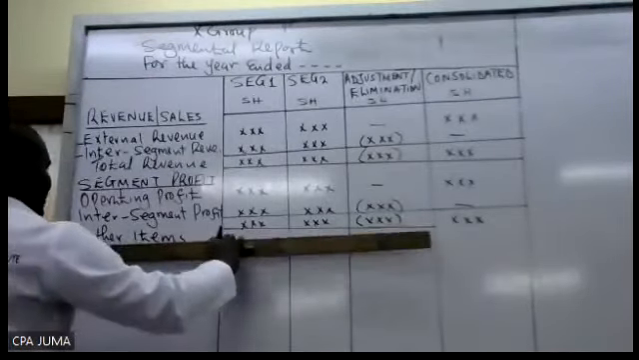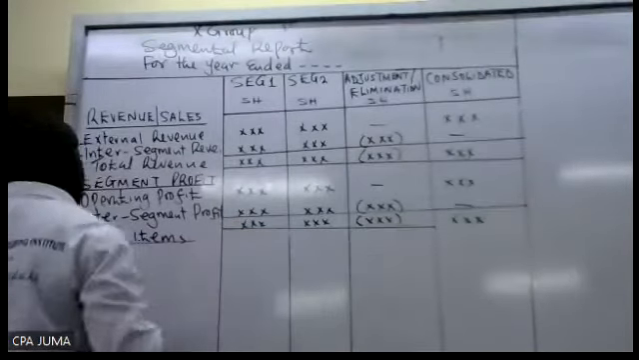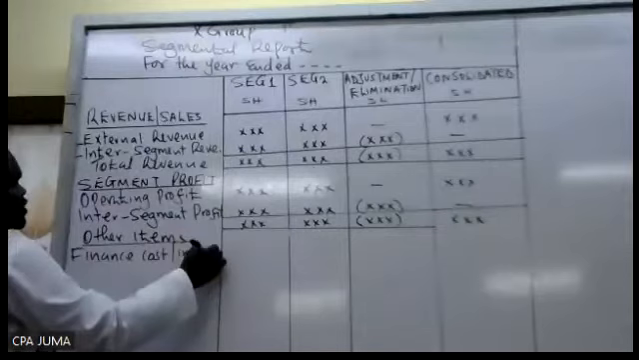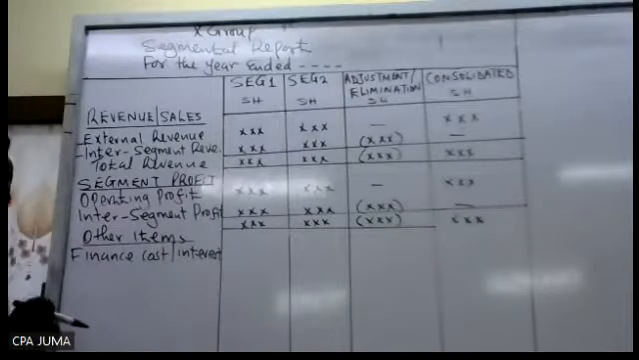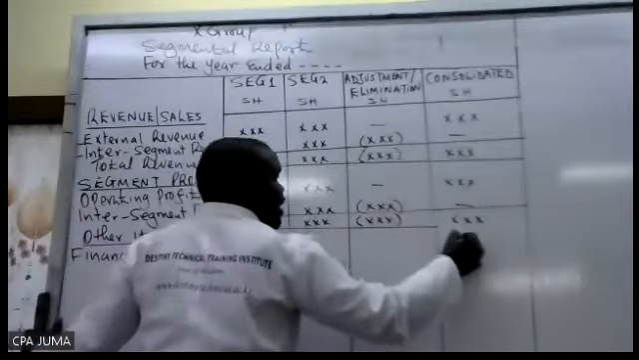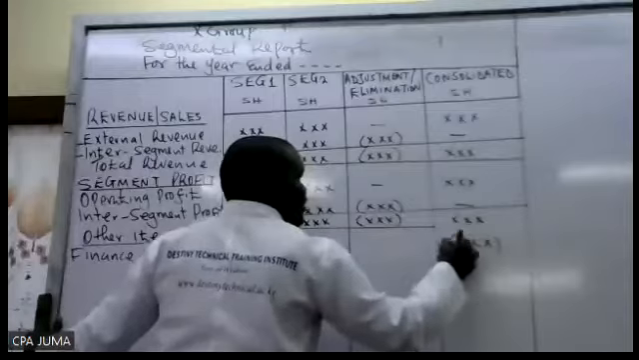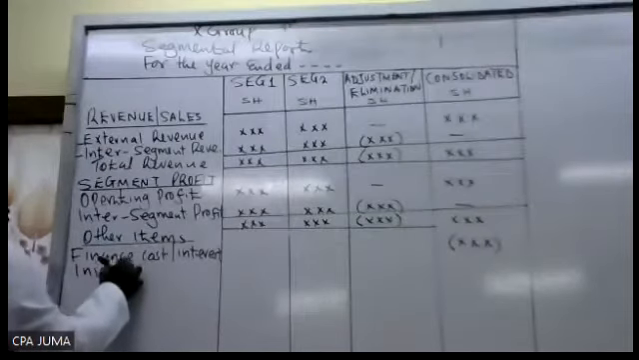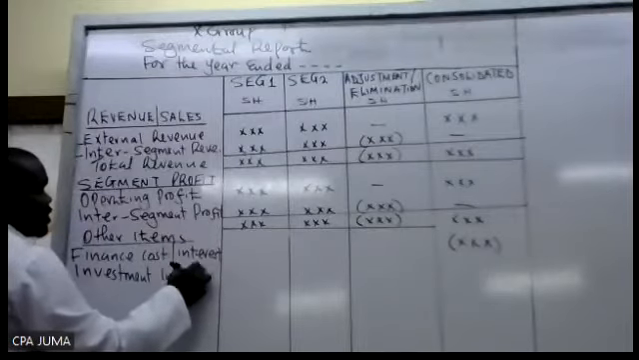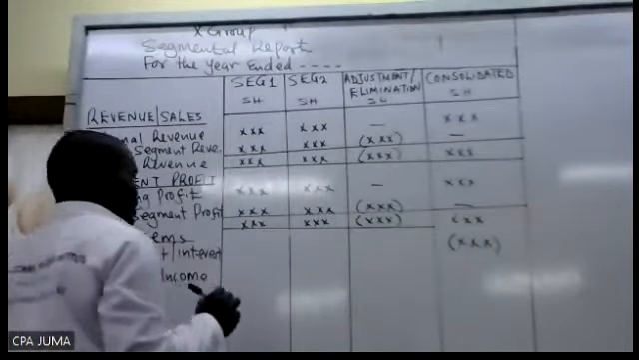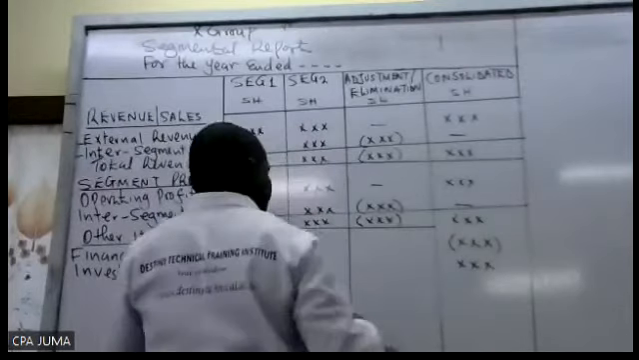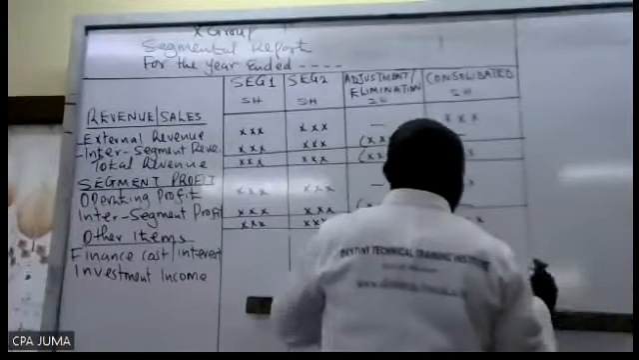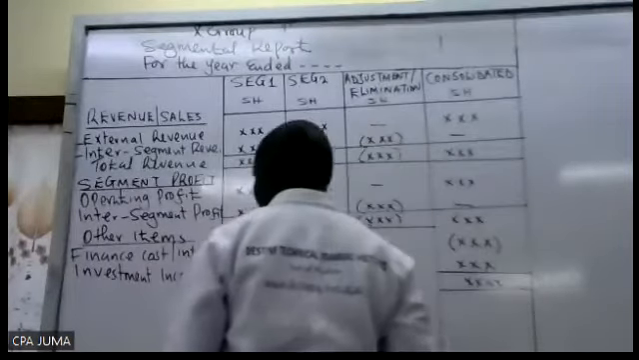Other items here. We have finance costs, very common. So finance costs, stock interest, tax cost. So those ones are located, capture them here. Then the investment income. That is the total.